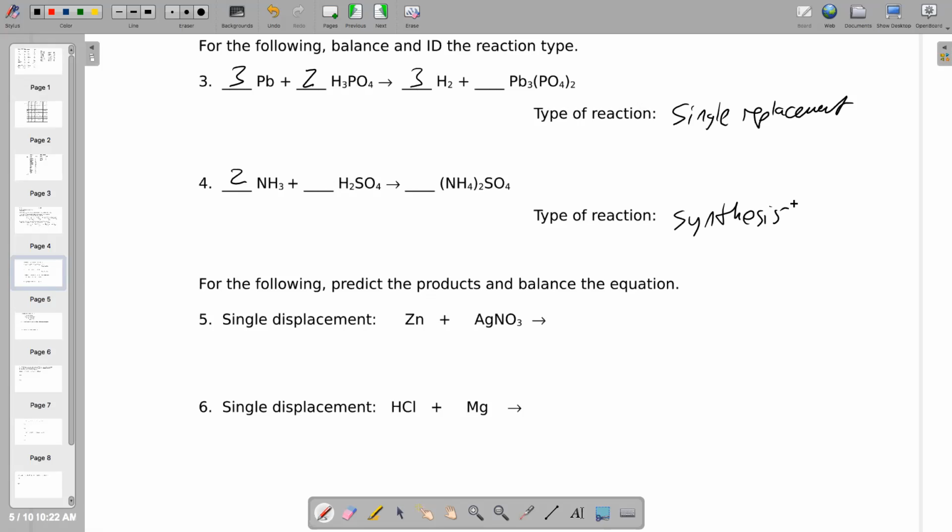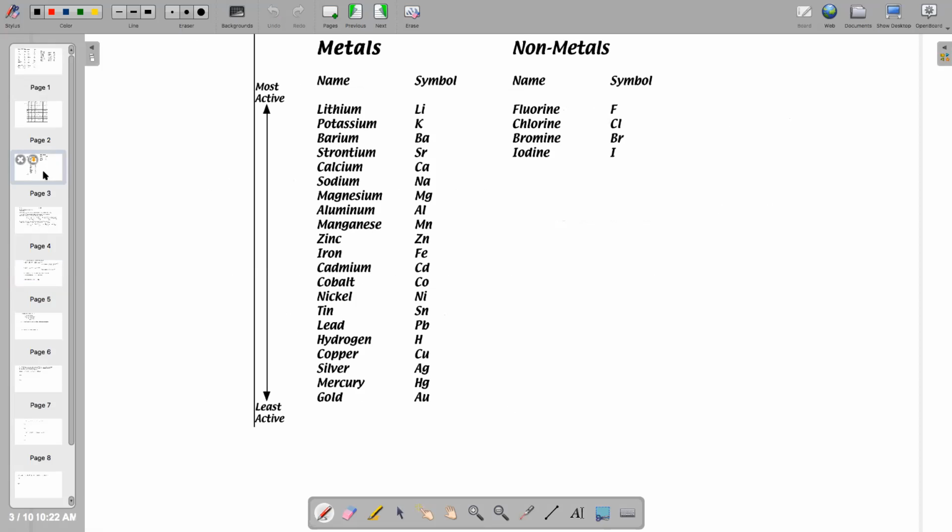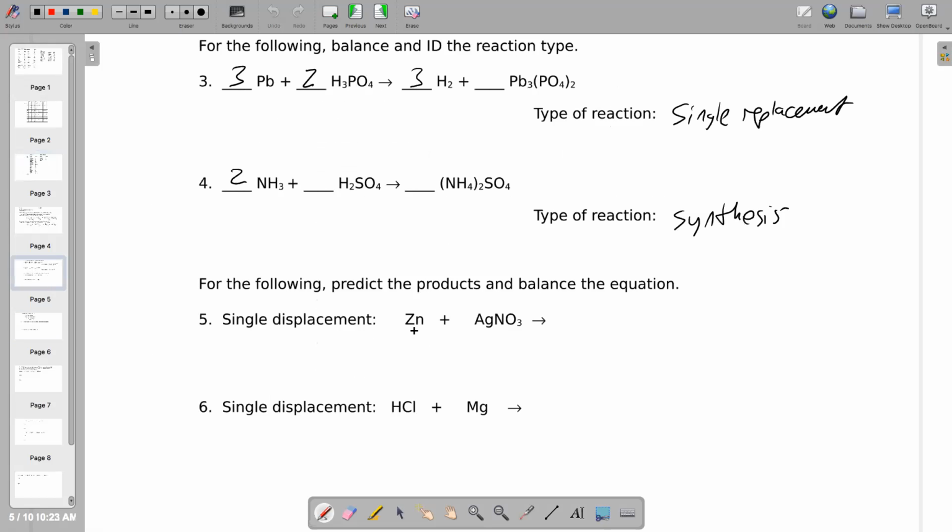All right, here we want to predict some products. Maybe the reaction happens, maybe it doesn't. For single replacement reactions or single displacement reactions, you know you got to check the activity series. Zinc might replace silver if zinc is above silver. When you check the activity series, and it's good to have the activity series, a solubility chart, and an ion chart, and a periodic table handy all the time. Zinc is up here, and silver is down there. So zinc is above silver. And because zinc is above silver, the replacement happens.